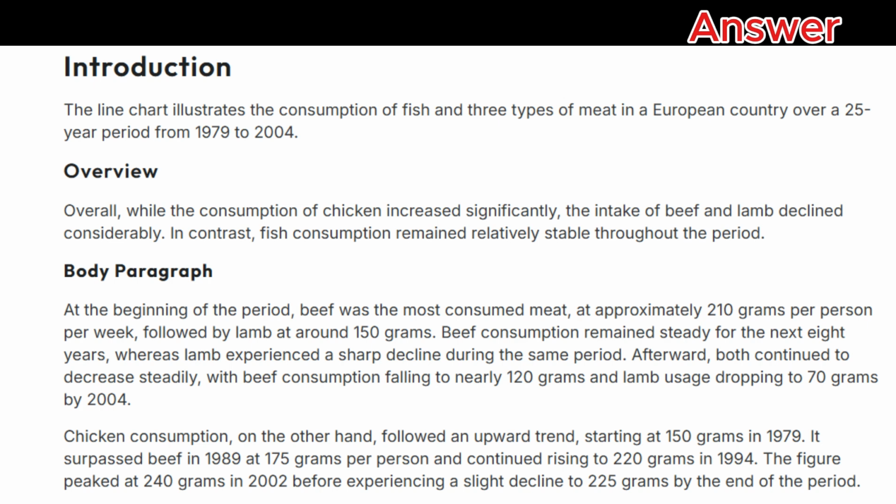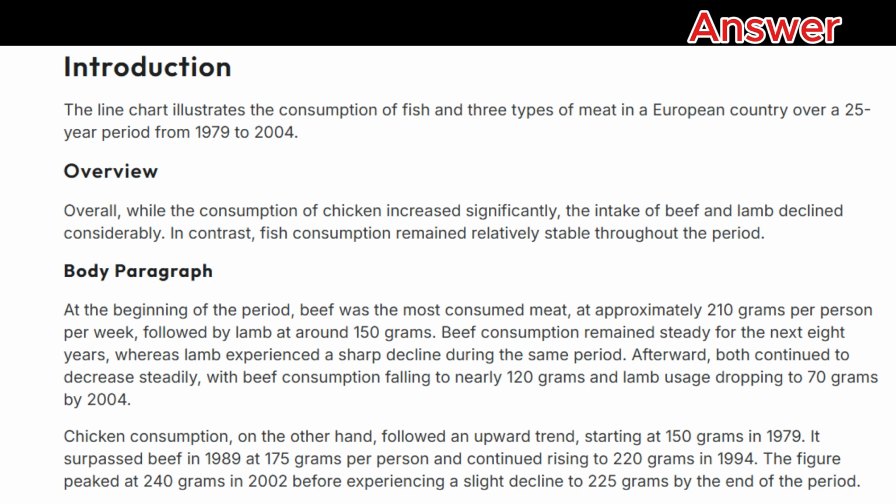Now we describe the first 2 items, beef and lamb. Example explanation. At the beginning, beef was the most consumed at about 210 grams, followed by lamb at around 150 grams. Beef stayed stable at first, but lamb decreased sharply. After that, both declined steadily. By 2004, beef dropped to around 120 grams and lamb to about 70 grams. Use past tense. Use words like decreased, dropped, fell.